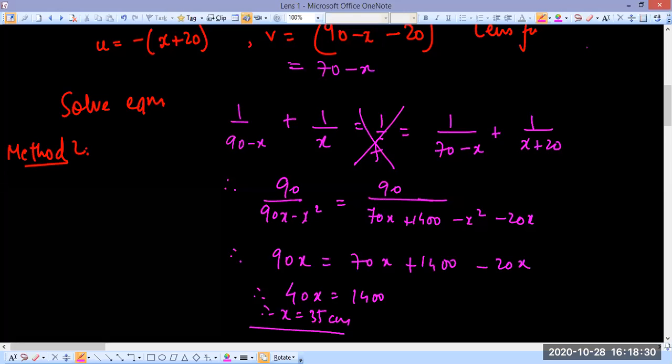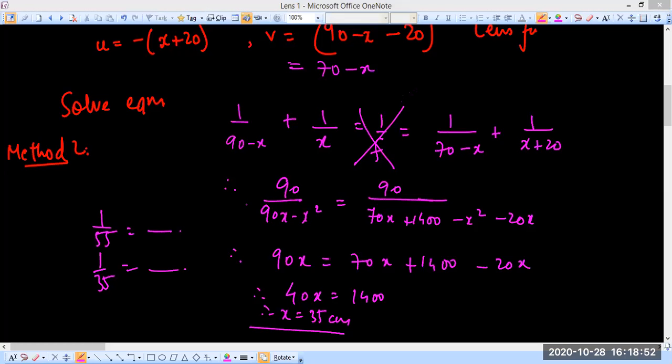Okay, just check your calculations. Somewhere some mistake must have happened. Right? And don't use calculator unnecessarily. Maybe you did 1/55 in the calculator and then 1/35 in the calculator and then added. Bad idea. Okay, use the calculator to the minimum, otherwise rounding off error comes. Okay fine. So I think that's enough discussion for this problem. Let's go to the next question.